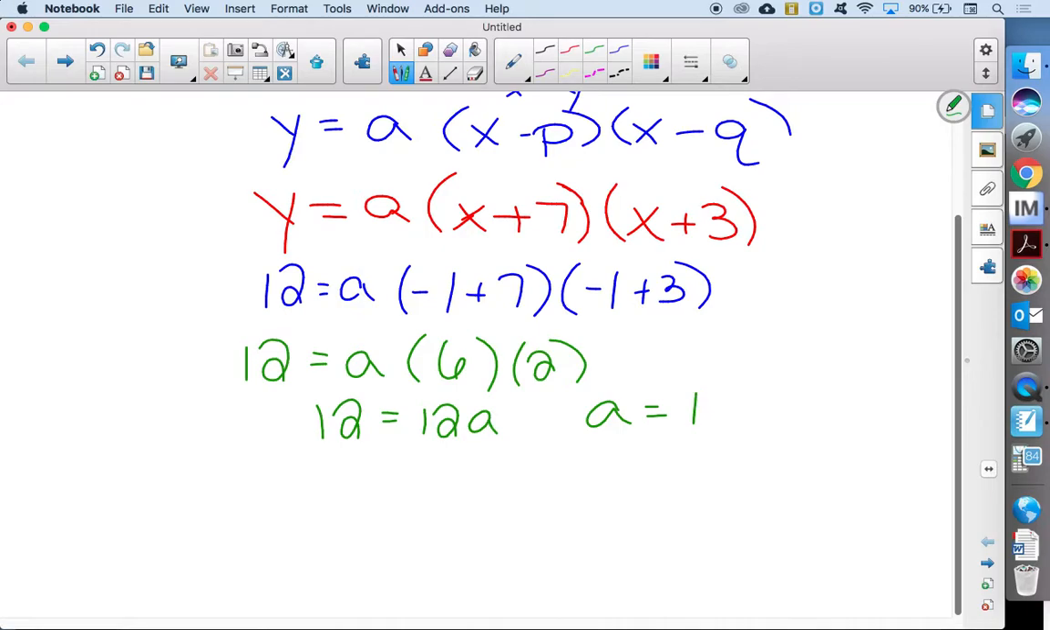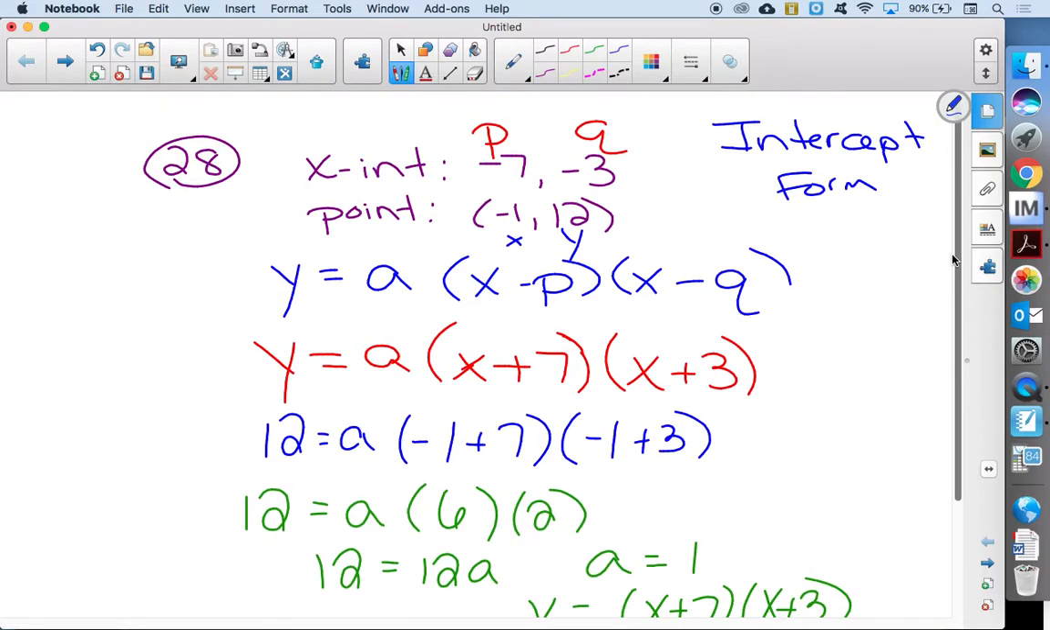So that means the number in front of my parentheses for the intercept form should just be the value of 1. So it's a standard parabola. It doesn't get wider. It doesn't get narrower because of the a value being 1. So my final equation, after you calculate a, you would have a 1, but we don't really put a 1 there. And then x plus 7 and x plus 3. So for 29, very similar, but you're using vertex form instead of intercept form because you're given the vertex. So based off the information you're given, you need to choose the equation that you would use, and then you're plugging in the information.